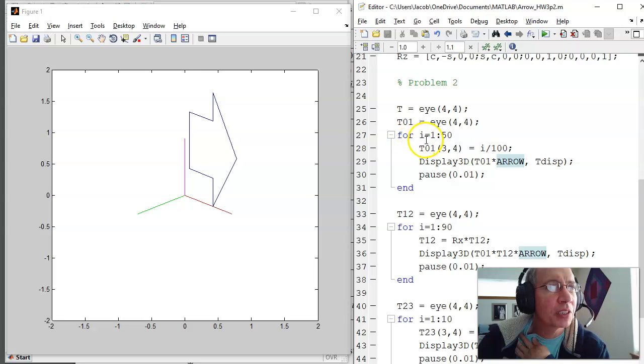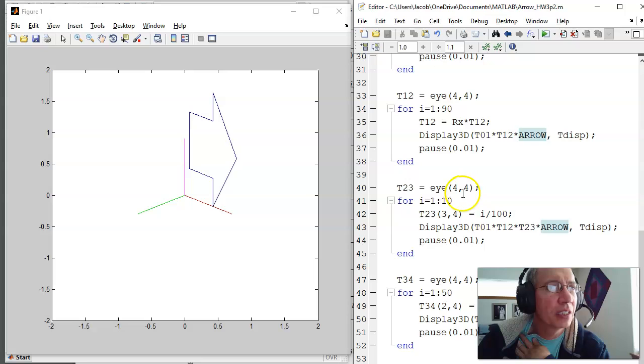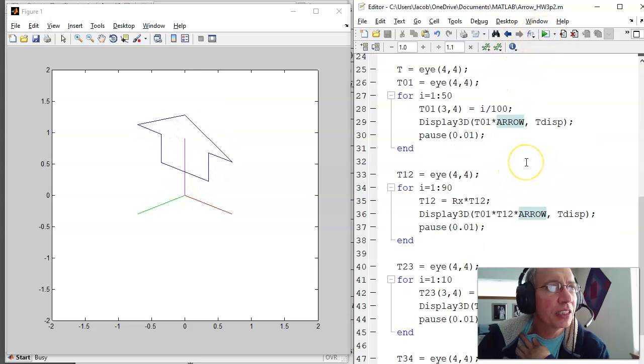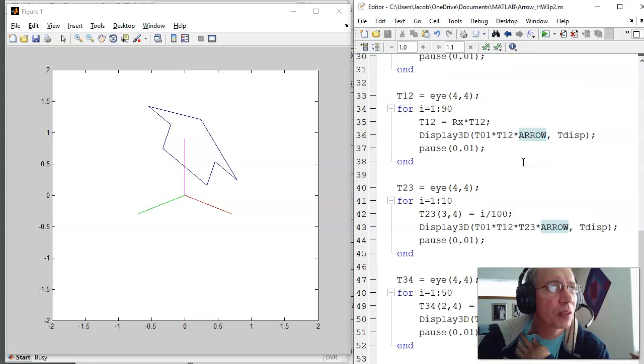I'm just going to, instead of moving it all at once, do 50 steps for the first motion, 90 steps for the next, and so on. So what you see is, here is moving in the Z direction, rotating in the X axis, moving in the Z direction, and then Y direction.